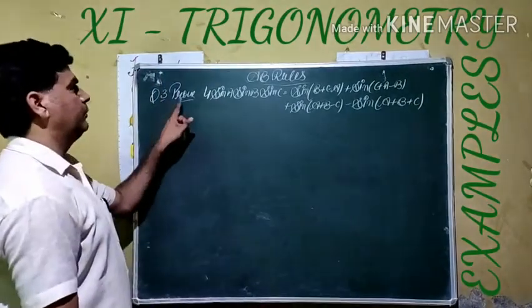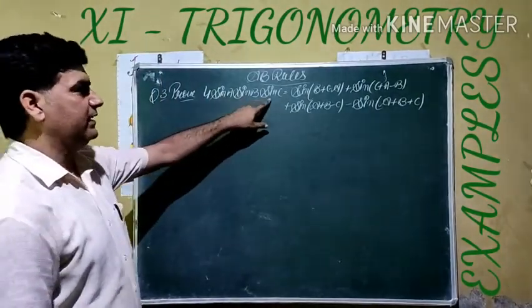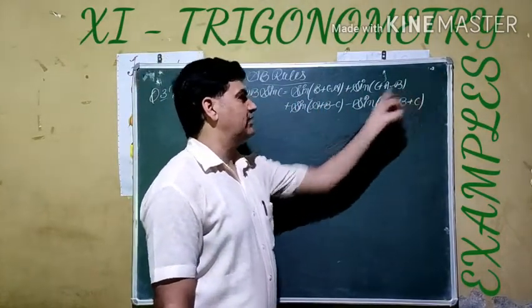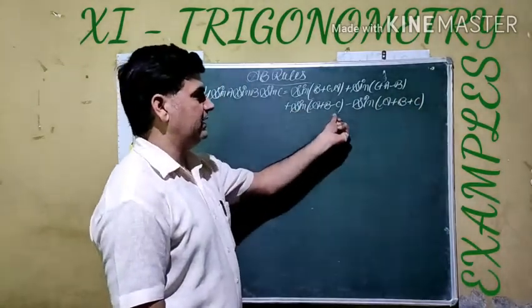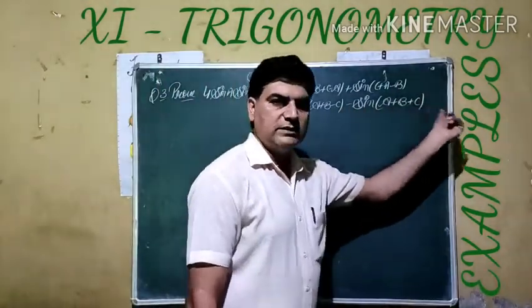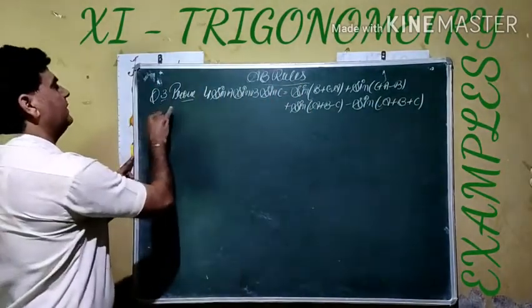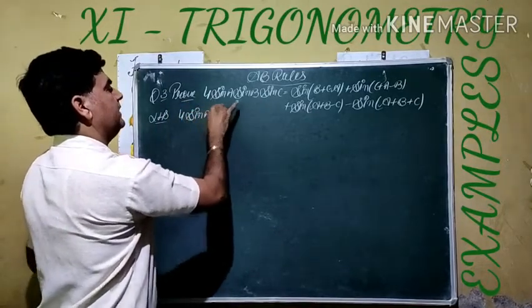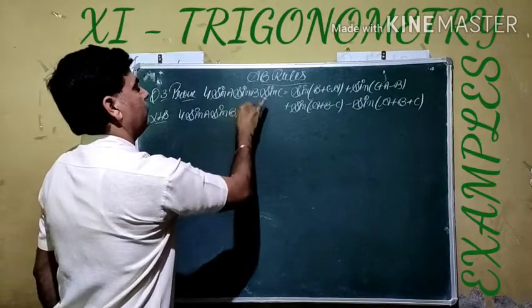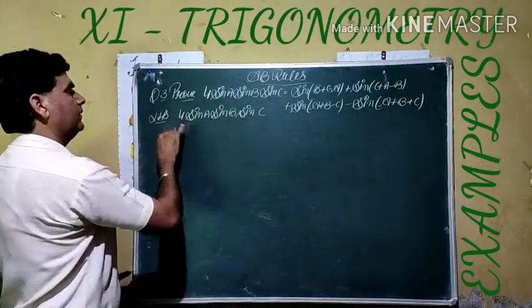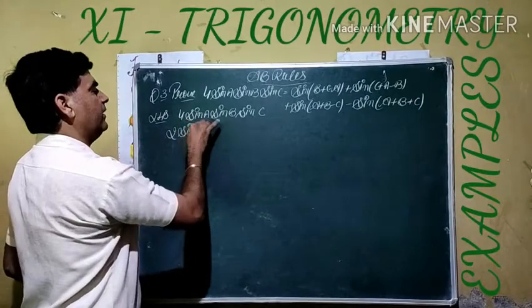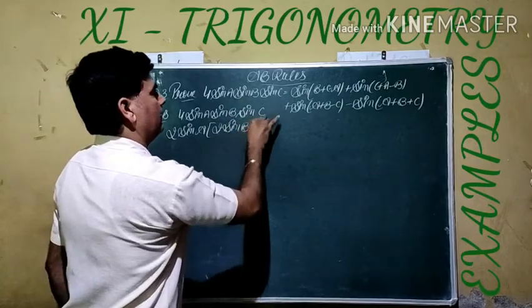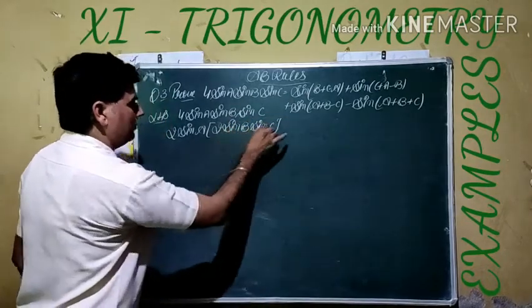Now question number 3 is given. Prove that 4 sin A sin B sin C is given by sin of B plus C minus A plus sin of C plus A minus B plus sin of A plus B minus C minus sin of A plus B plus C. We take the left hand side, which is 4 sin A sin B sin C. We do not have a rule in the case of 4, so we break it: 2 sin A separately, and make a group of 2 sin B sin C. We are going to apply the 2 sin A sin B rule.